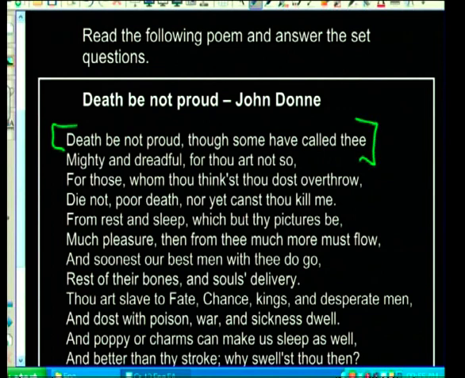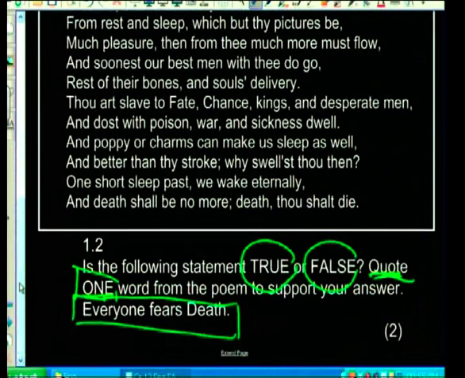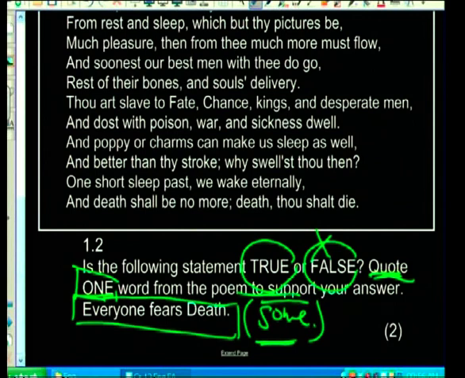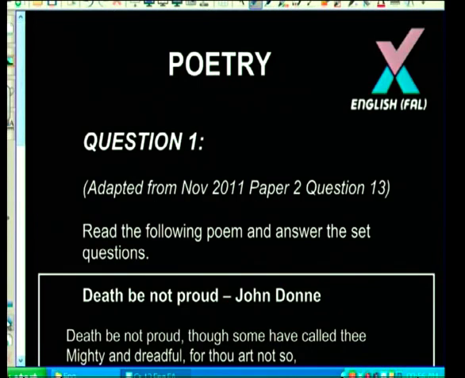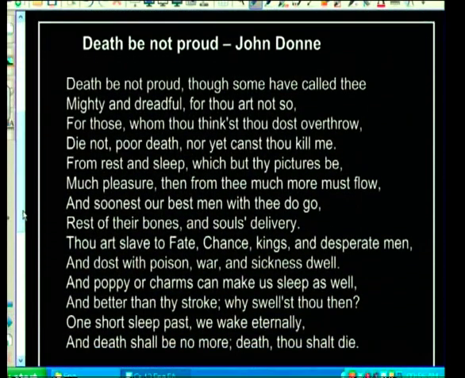Death, be not proud, though some have called thee mighty and dreadful. That's all in the second line. Did you find it? The word is "some." So the poet doesn't say "though all" or "everybody," he says "though some have called thee mighty and dreadful." So there you would have said false, because no, not everybody is scared of death. Only some people are scared of death. And the poet certainly is part of the some people who are not scared of death.